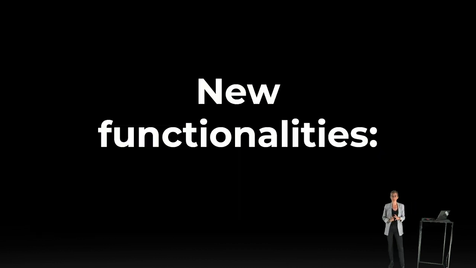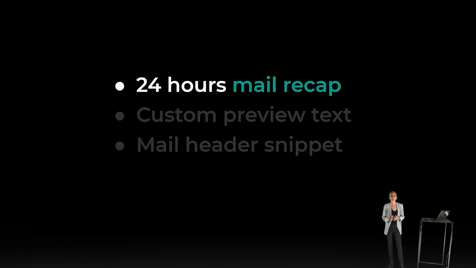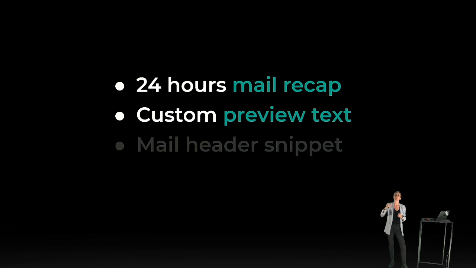What about the new functionalities? Very simple. For this version 14, we decided to boost three main functionalities. First of all, the first one is the 24 hours mail recap. It means that the creator of the campaign will receive an email every day just to show the overview of the data. The second one is the custom preview text. It's just a small field that you can fill in when you create your digital campaign, and then your customer will receive it in their mailbox, and they will see this short catchy sentence just to give them the need to open it.